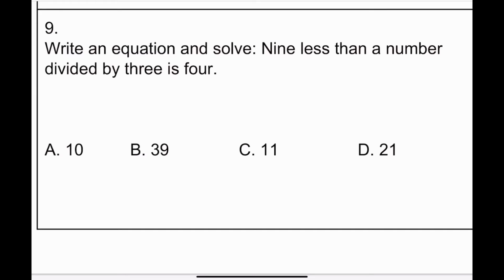Here's an explanation of how to complete number 9. Write an equation and solve. 9 less than a number divided by 3 is 4. 9 less than tells us that we have something, and then we subtract 9 from it. So let's leave a space for 9 less than.